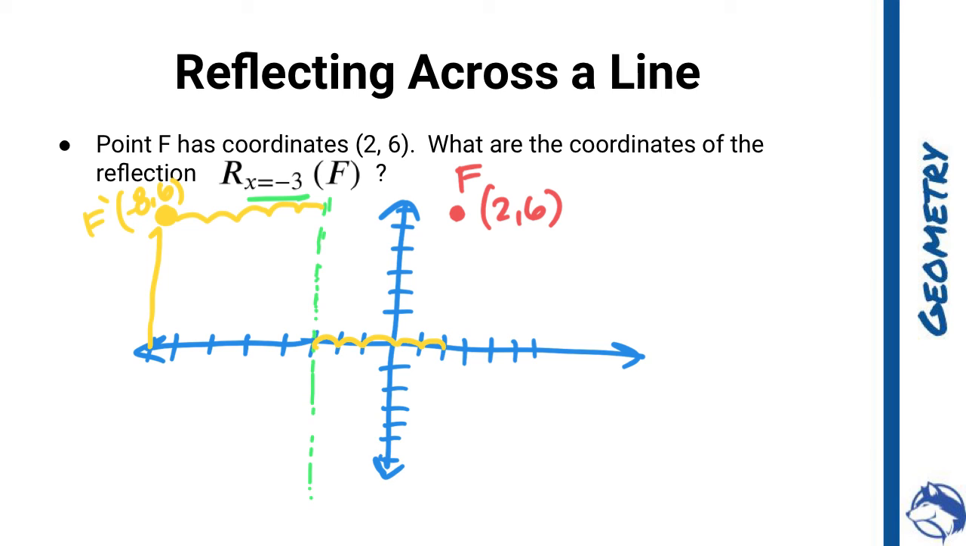A good way to think about it is if you have your line of reflection that you're using, this line right here in green, you're looking for how far away the point is from that line, and that's how far away you're going to know it's going to be on the other side.